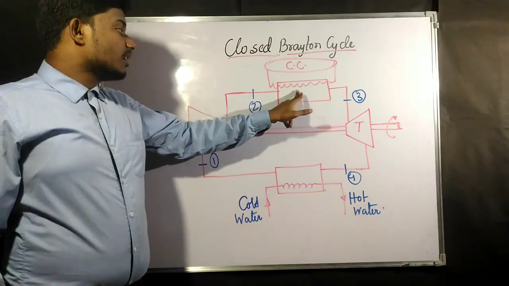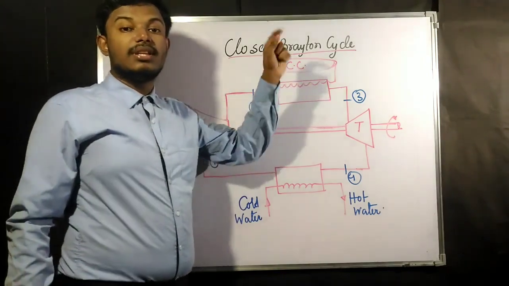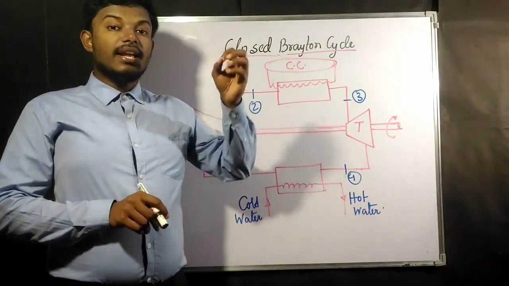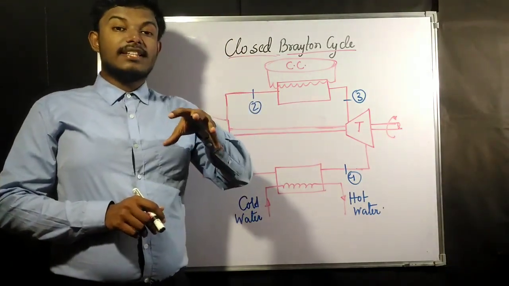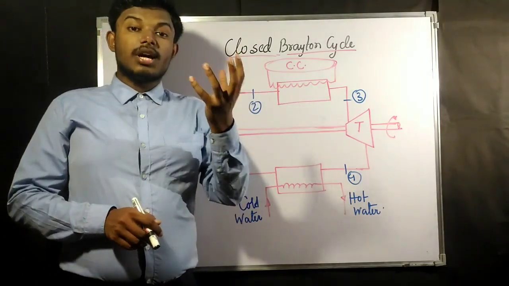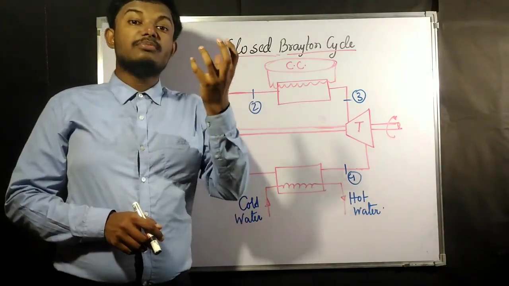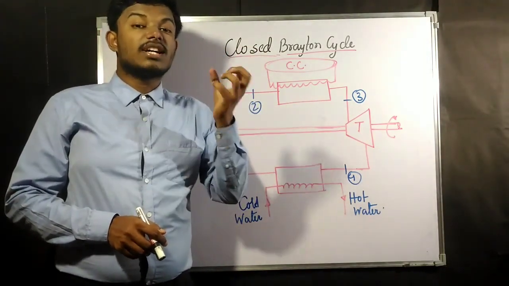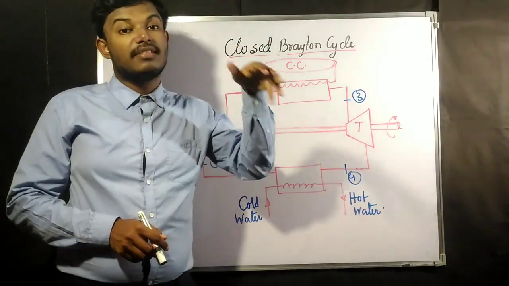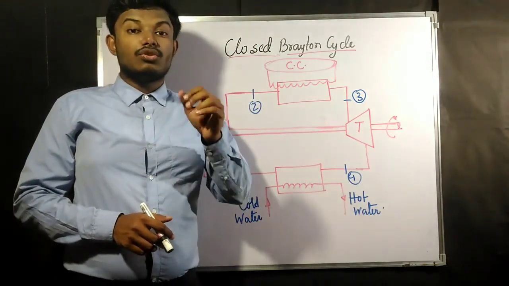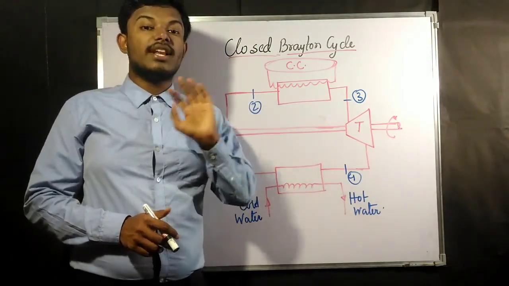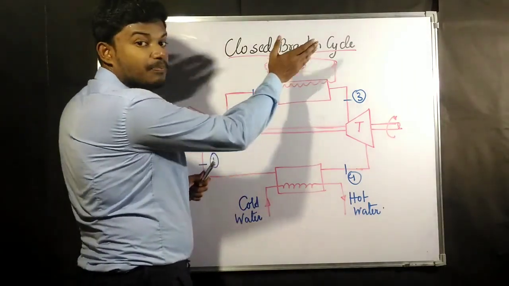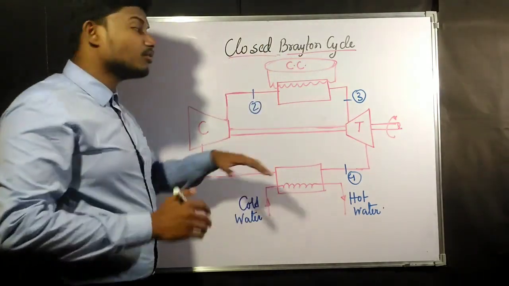Next, we are going to give some heat input. Previously in the open cycle we had given fuel injection, that means the combustion of the air fuel mixture took place, and the products of that combustion were passing through the turbine. So initially the heat addition was by fuel injection. Now what we are going to do is shift the combustion chamber out of the cycle.